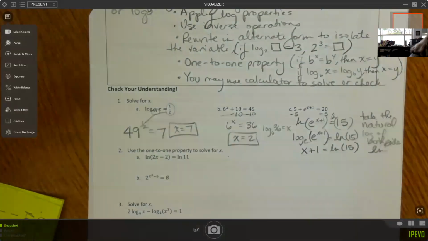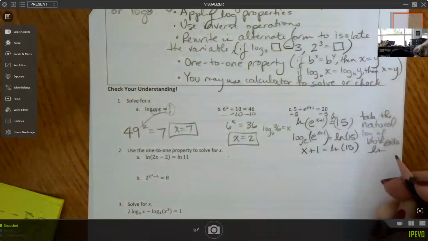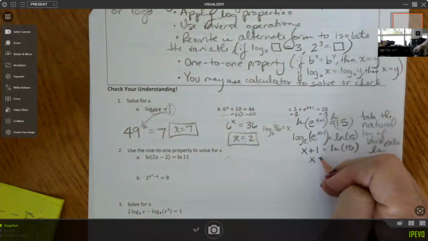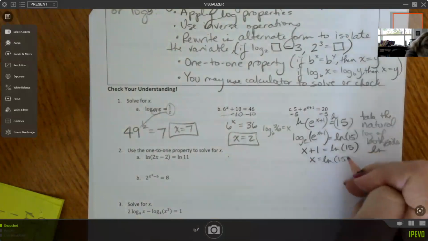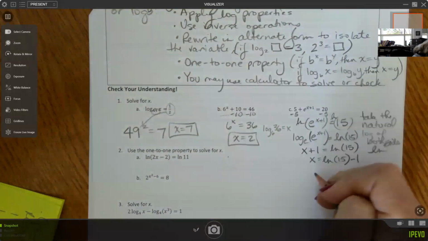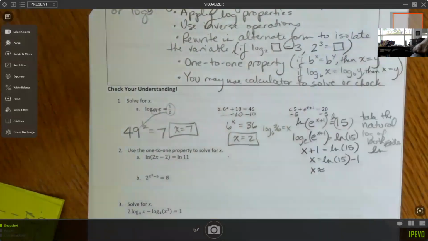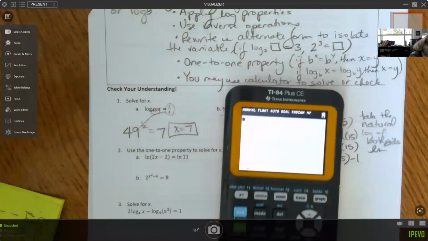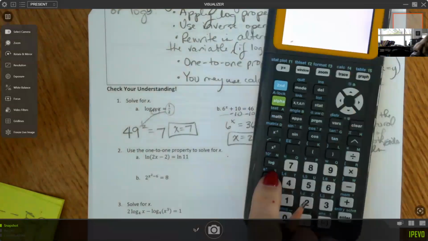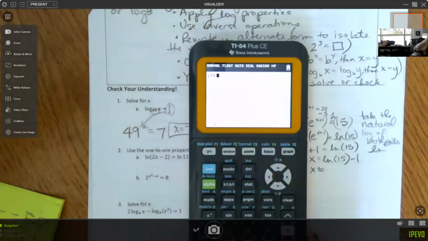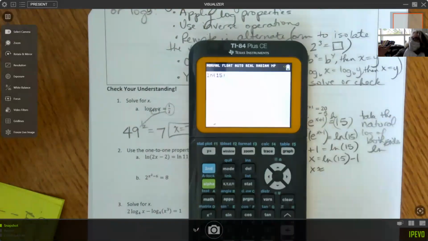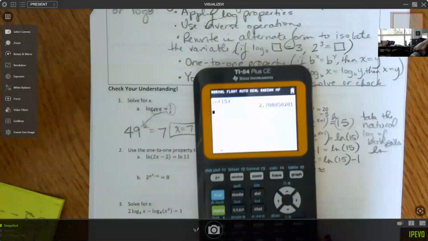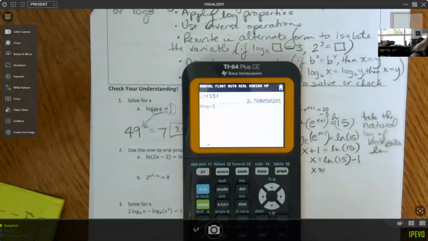So all I have to do to get the x by itself, right, is subtract 1. So x equals the natural log of 15 minus 1. So that's an exact answer, but I can do this in my calculator to get a decimal approximation. So I use my ln button, right, down here, ln of 15, natural log of 15. Oh yeah, that makes sense. It's about 2.7, right? I was pretty sure it was going to be right between 2 and 3. And then I subtract 1, okay? And I get about 1.708.